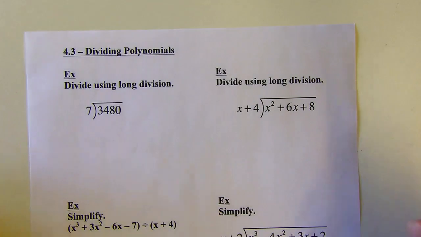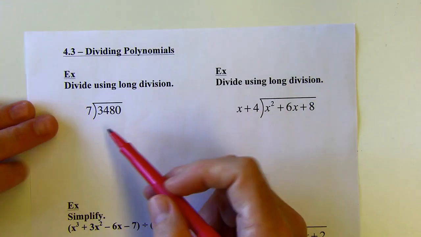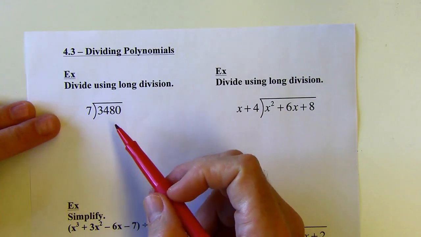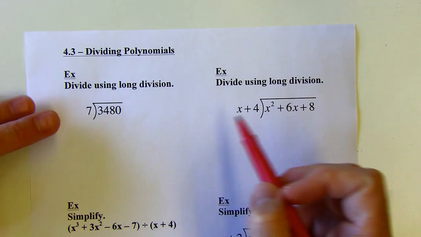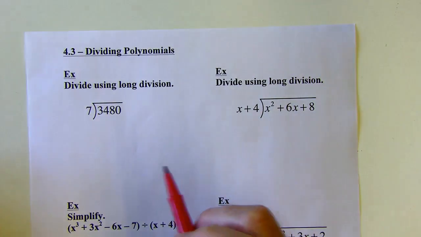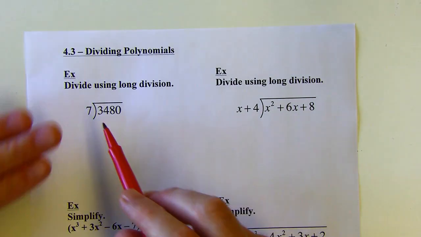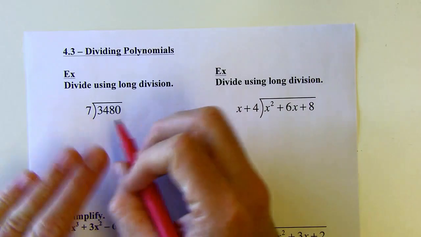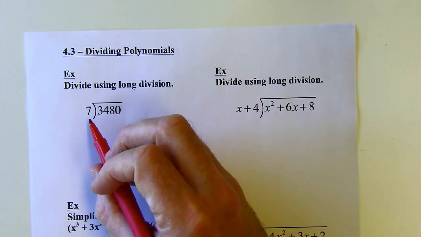Okay, let's divide some polynomials. First, we're going to do some old-fashioned long division, because we're going to use the same process with polynomials. I know it's probably been a long time since you've done this. So, this is 3,480 divided by 7.